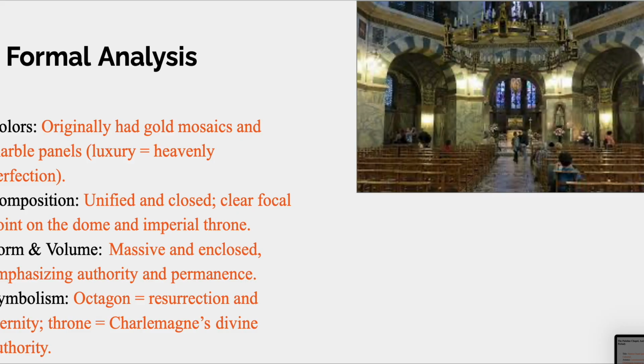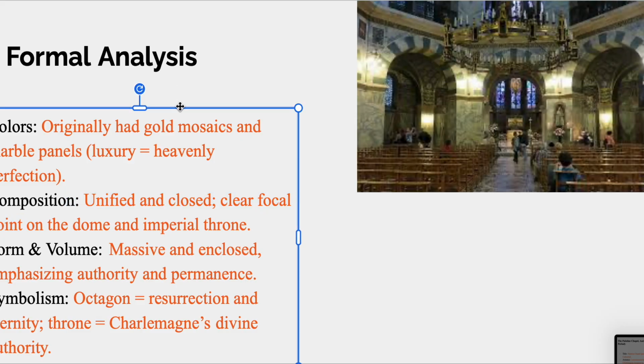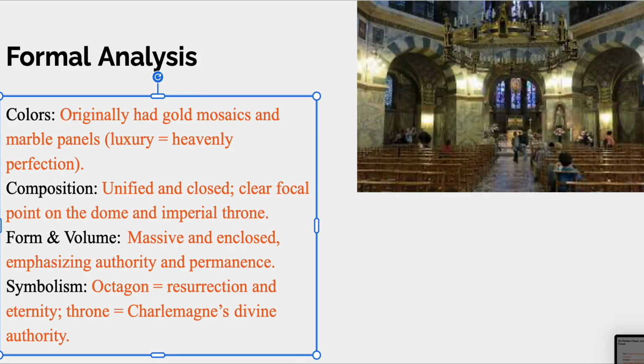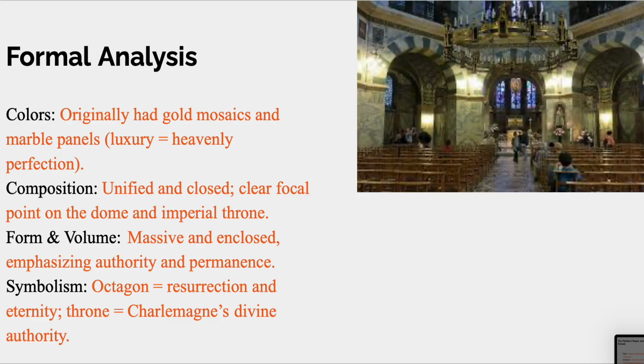And the next slide we have here, formal analysis: colors. It originally had gold mosaics and marble panels. What we have here is luxury equals heavenly perfection. As seen in the picture to the right, we have the arches, three arches right there leading towards the top of the cathedral and where Jesus Christ is held.